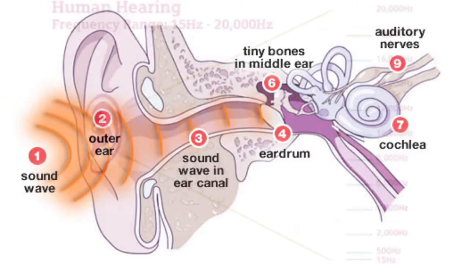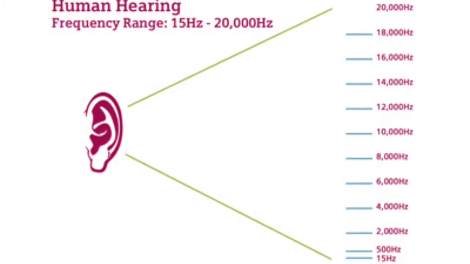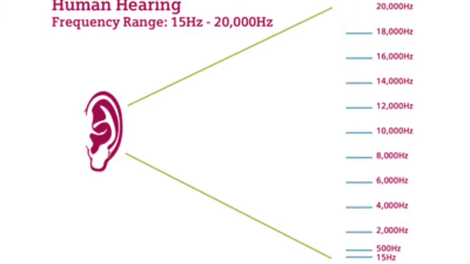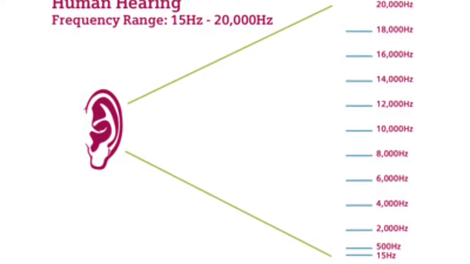Humans have a good frequency range for hearing, but not as good as other animals, such as the beluga whale or canine. The human hearing range is between 15 Hz and 20,000 Hz, while the beluga whale's is between 1.2 Hz and 120,000 Hz, and a canine's is up to 65,000 Hz.